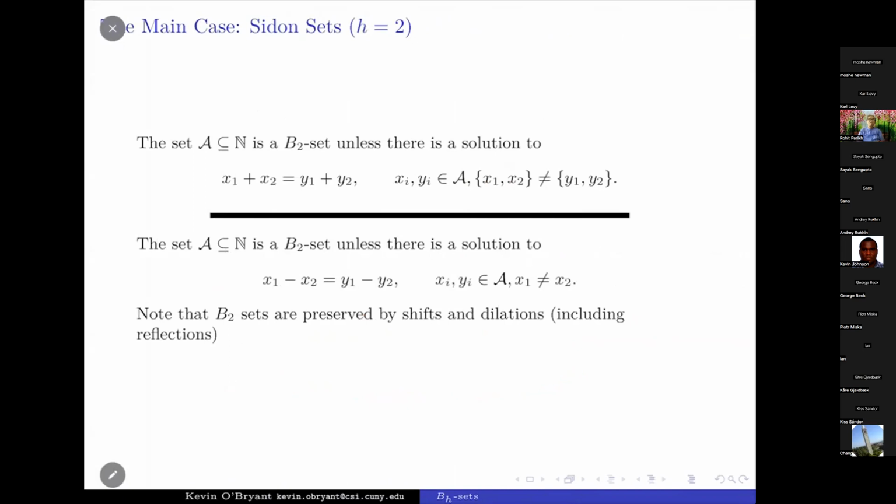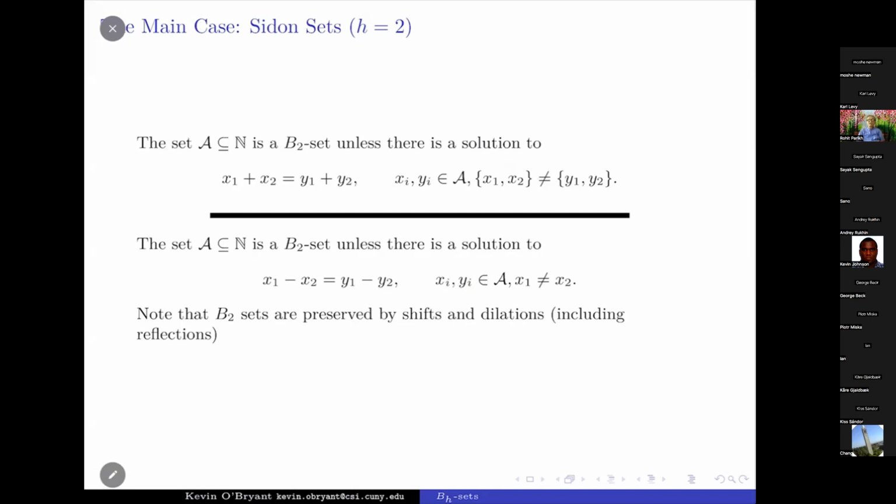Okay, so let's focus in on the most common case. The most common case is H equals 2. So we're talking about a sum of two elements equaling another sum of two elements is forbidden, unless they're trivial, and here trivial just means that we've got the same thing rearranged. Of course, 3 plus 5 equals 5 plus 3. That's a trivial solution. What's actually forbidden are things like 3 plus 5 equaling 4 plus 4, where you've got different numbers on the two sides.